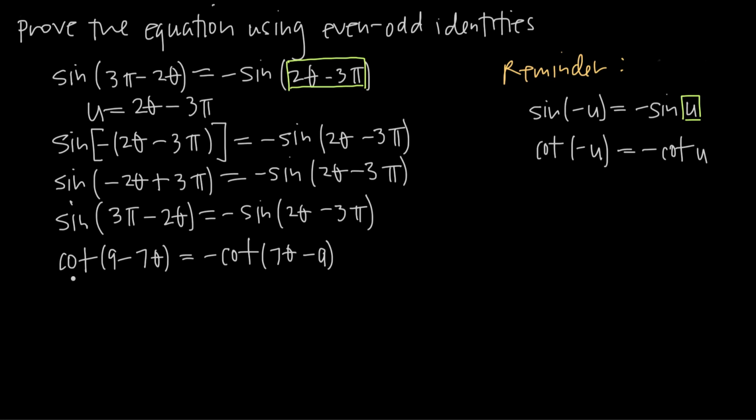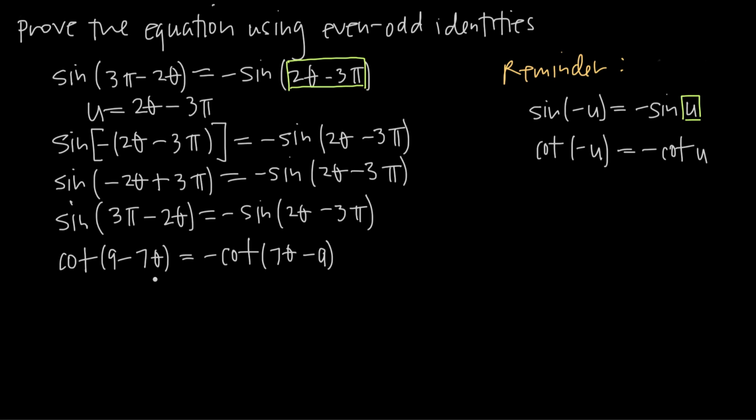Same thing here with cotangent of 9 minus 7 theta is equal to negative cotangent of 7 theta minus 9. The even-odd identity for cotangent is cotangent of negative u is equal to negative cotangent of u. So this happens to be the same format as the even-odd identity for sine. Not all of the trigonometric functions have exactly the same format for their even-odd identity, but cotangent does. We'll go ahead and solve this a slightly different way just to show you a different method.